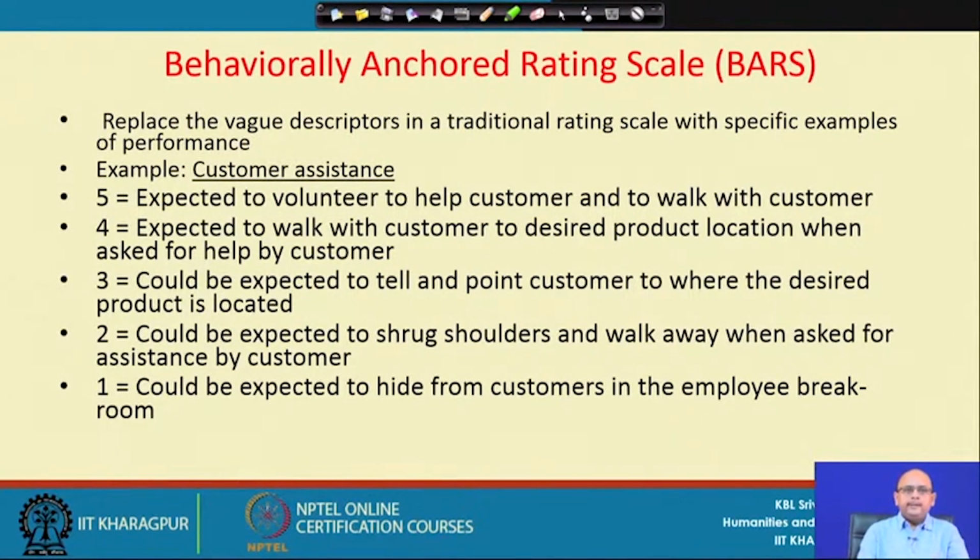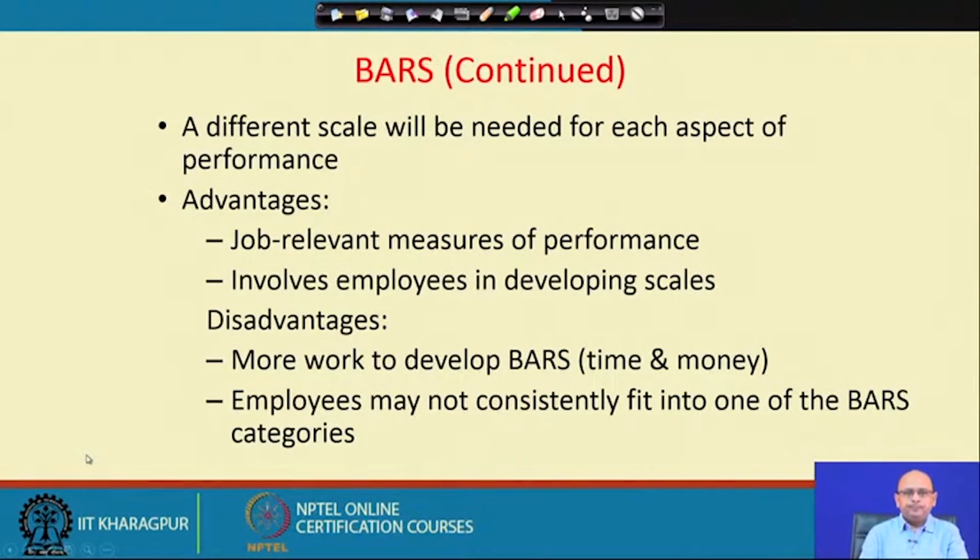Now, another issue is whether the waiter is showing all these behaviors or any of these behaviors, or he is showing a different behavior and is still successful. Now, the problem is whether you are able to capture the entire range of behavior related to customer assistance or not, and then you are making a scale. So, this is the big problem.